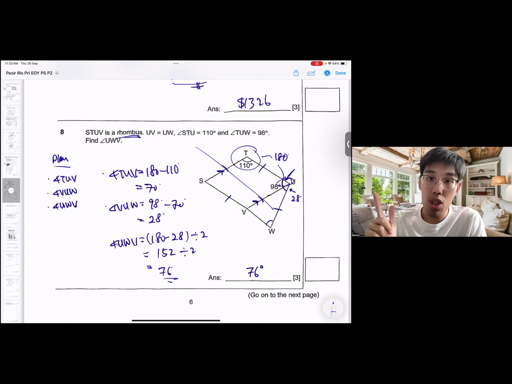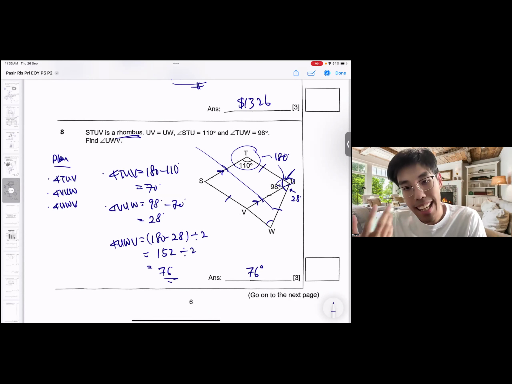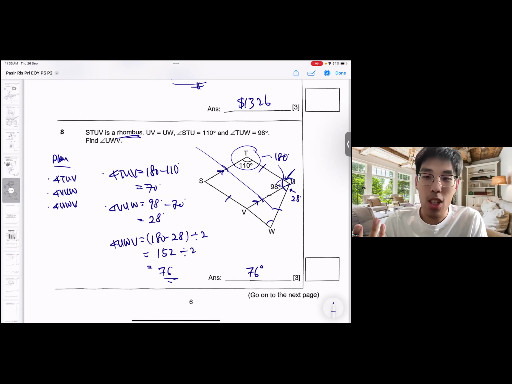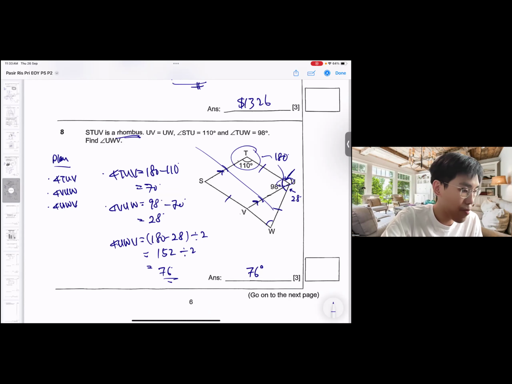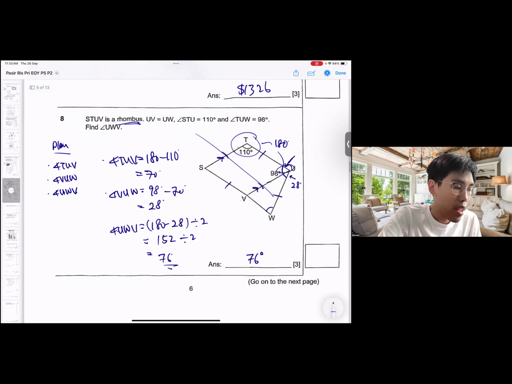That's number one. Number two, check for units. Is your unit correct? Number three, check for sense, common sense. Let's say you don't know this question, you wouldn't put 100, right? UWV looks just like an acute angle. It's an acute angle. You won't put 120. Okay, that's called sense. Number four, handwriting. Make sure your answer is legible. So PUSH: plan, unit, sense, handwriting. That's the idea. Okay, that's for question 8.